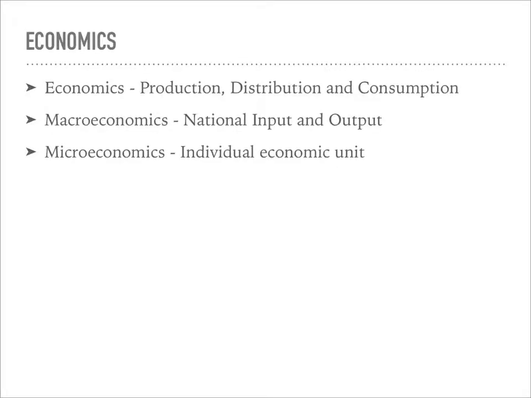So let's begin. There are many definitions of economics as a theory, but when we speak about economics, we speak about production, we speak about distribution, and we speak about consumption. That's it. When we speak about macroeconomics, we are speaking about national input and national output. So terminologies such as gross domestic product or gross value added, GVA, all fall into the macroeconomics part. Now when we speak about microeconomics, you speak about the individual economic unit. So when we speak about one particular firm or one particular industry, at that point in time we are dealing with microeconomics.